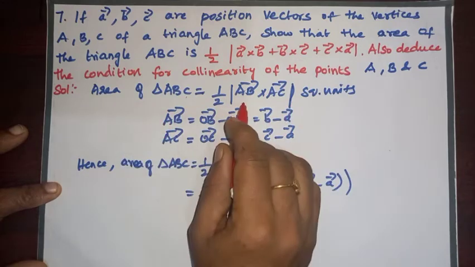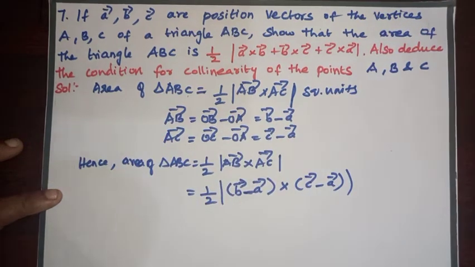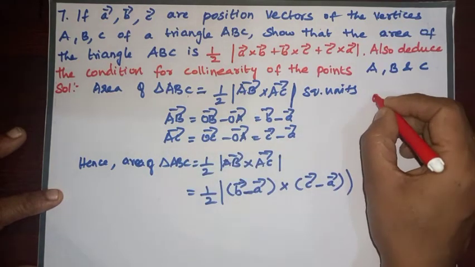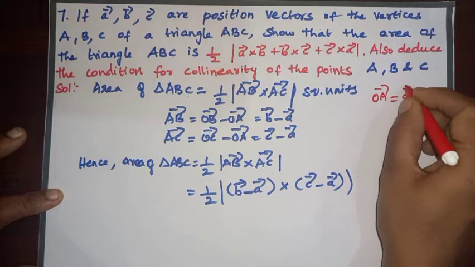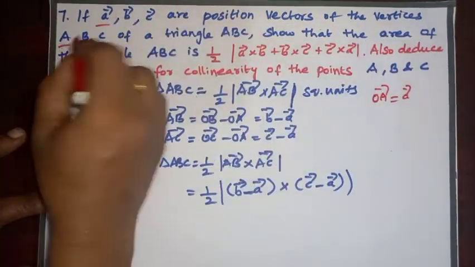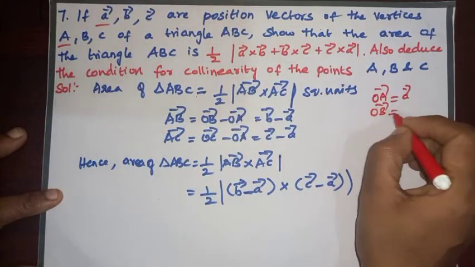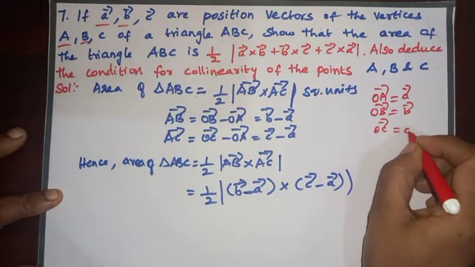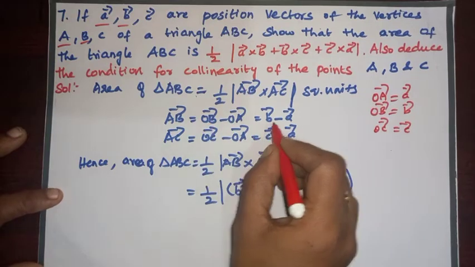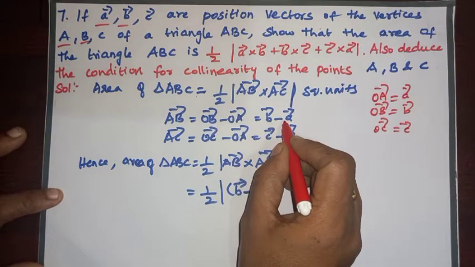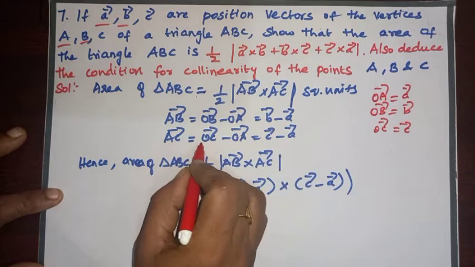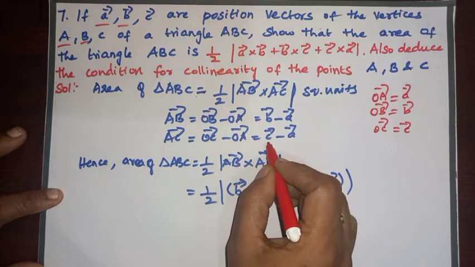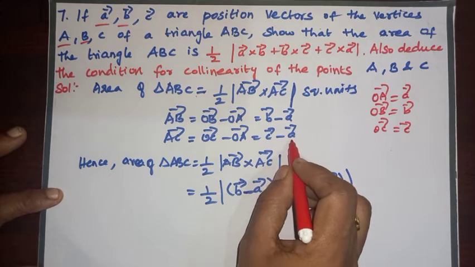First let us find AB vector. Vector AB equal to OB minus OA. Given OA vector as A vector, OB vector as B vector, OC vector as C vector. So AB is B vector minus A vector. Next vector AC equal to OC vector minus OA. OC vector as C vector, OA vector as minus A vector.